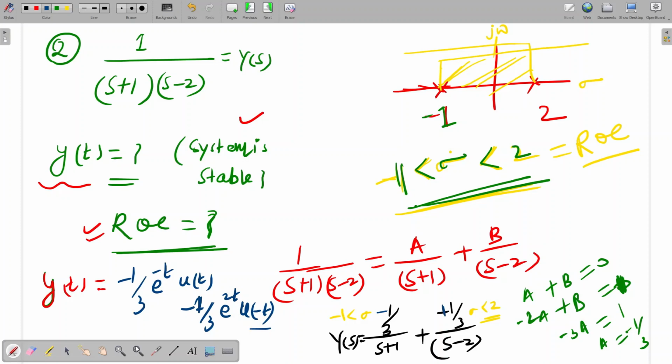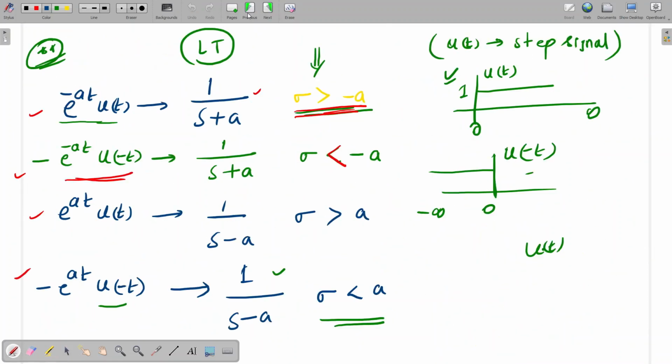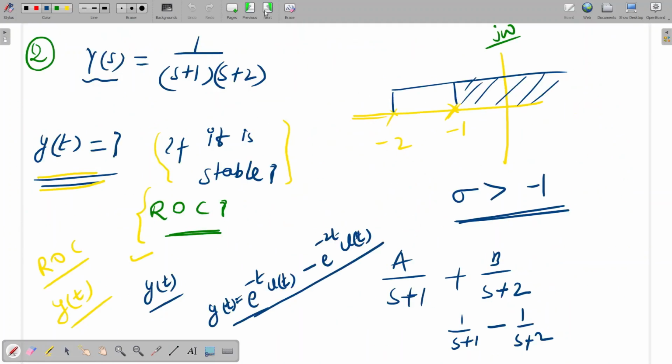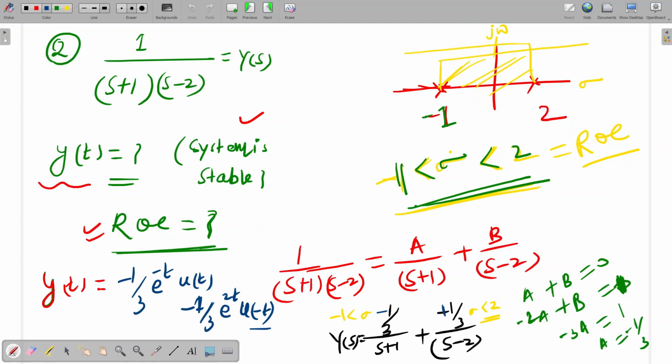So the first one is minus 1 by 3 e to the power minus t u of t, and the second term is plus 1 by 3 over s minus 2. Our formula is e to the power minus at u of minus t, that is 1 by s plus a, with a minus sign. So already nothing is there, so minus will come here. That's why it is minus of 1 by 3 e to the power 2t u of minus t. This is the final. Clear? Okay.